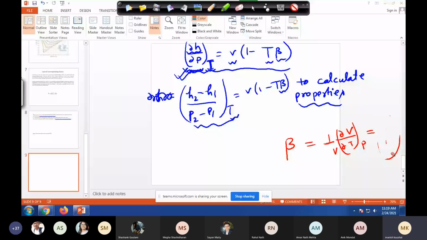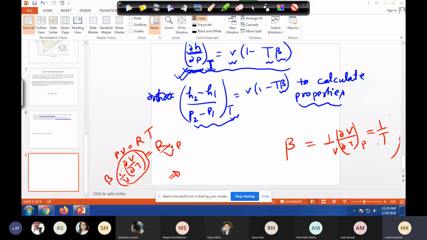Does R also come in? It depends on what units we use. So PV equals RT, right? So dou V by dou T at constant P, with P a constant, is equal to R. Then you divide both sides by V, and P goes to that side. So this is our beta. And since PV equals RT, R gets cancelled, so it is 1 by T. Okay, fine.